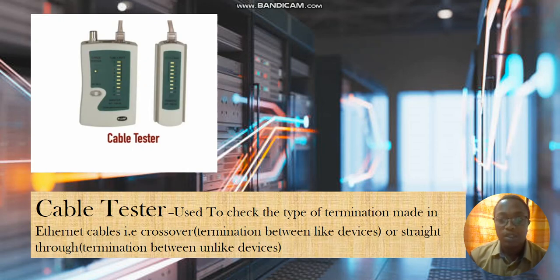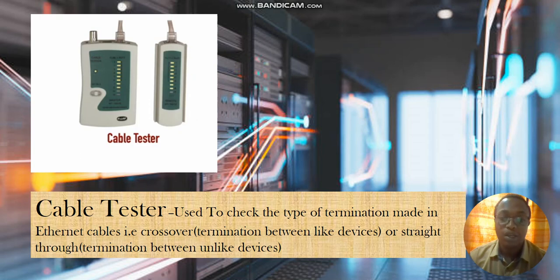The other type of tool that we could come across is a cable tester. A cable tester is used to check the type of termination made in Ethernet cables. Okay, it could be a crossover termination, which basically follows a coloring code rule, or a straight through connection. So what is basically the difference between crossover and straight through connections?